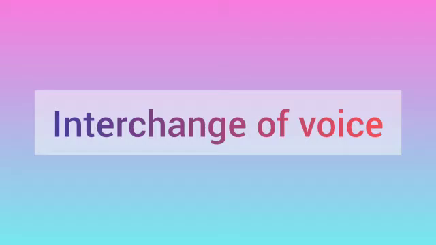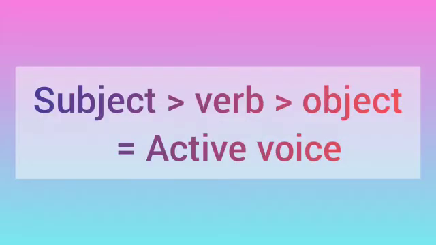Voice is the form of a finite transitive verb which shows whether the subject is doing something or something is being done to it. When the subject does an action or is the doer of an action, the verb denoting that action is said to be in the active voice.